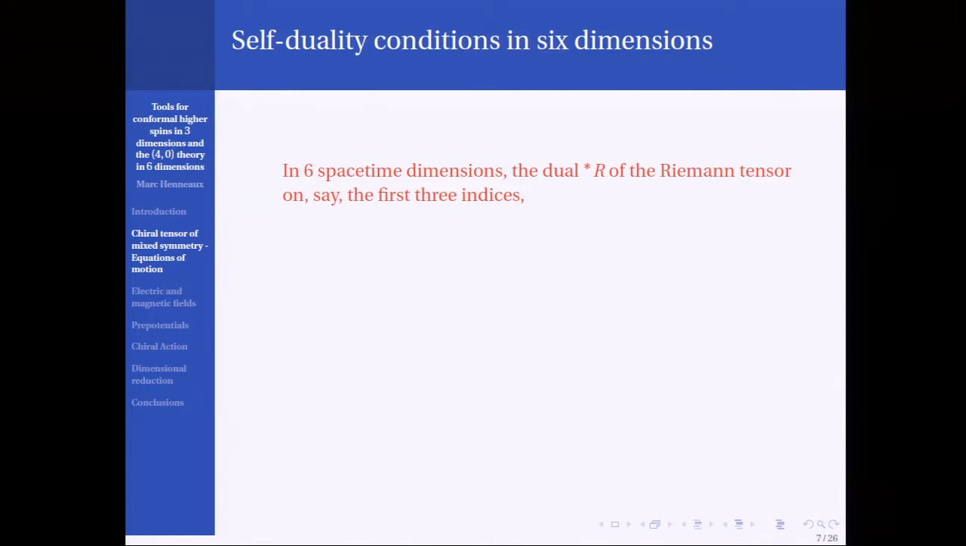Now, why is 6 dimensions special for such a field? It's because in 6 space-time dimensions, if you construct the dual of the Riemann tensor, which has 3 and 3 boxes, so if I construct the dual on, say, the first three indices, I get something which has the same number of indices.